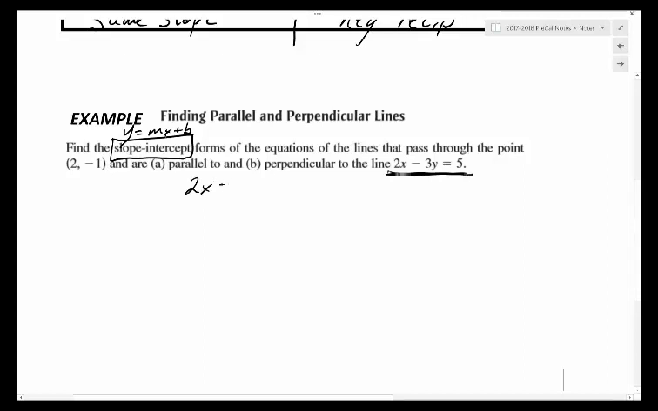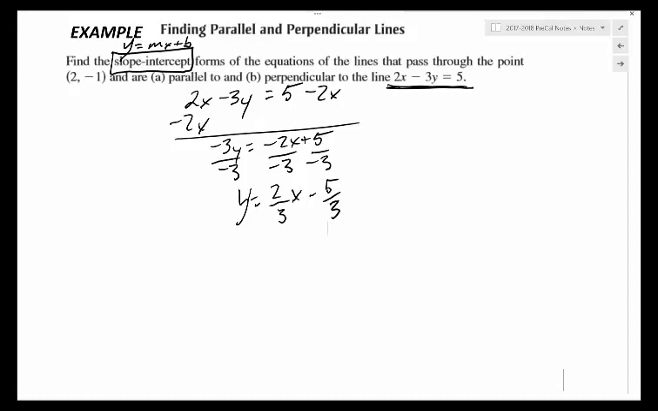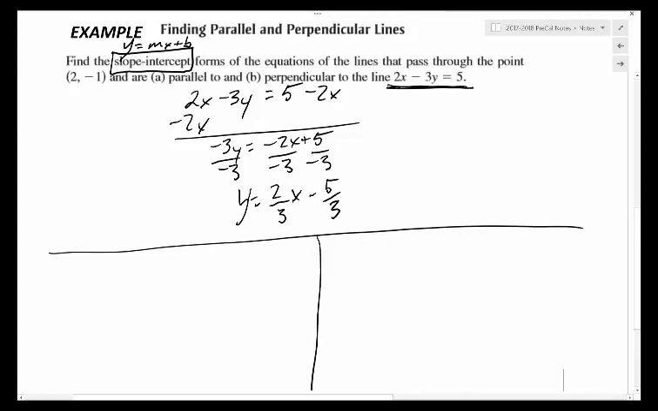So 2x minus 3y equals 5. I'm going to subtract 2x from both sides. And then I need to get y by itself. Well, negative 3 is multiplying y, so I undo multiplication by dividing. Now my negatives cancel out. I get 2/3 x, and I get minus 5 over 3. That's the equation of the line. So I need parallel and I need perpendicular.